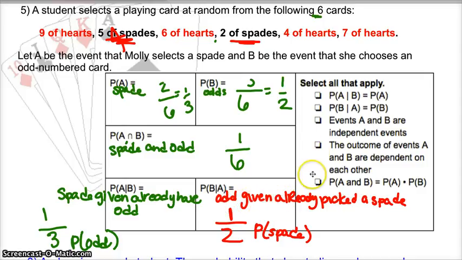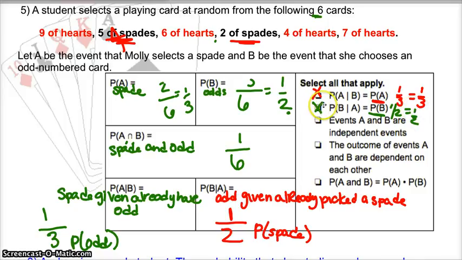So now let's go through select all that apply. It says the probability of A given B. The probability of A given B that we calculated was 1/3. Does it equal the probability that we calculated for A? Yes, it does. The probability of B given A, we calculated as 1/2. Does it equal the probability we calculated for the probability of B? Yes, it does. Selecting that.